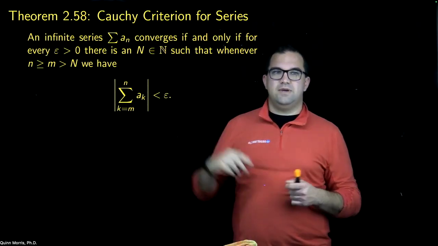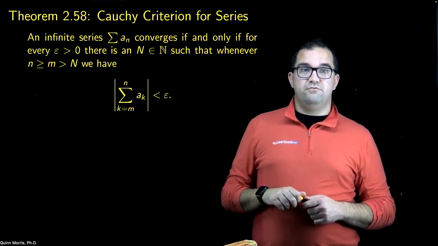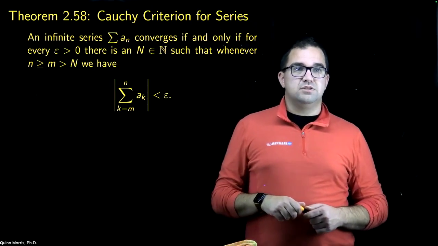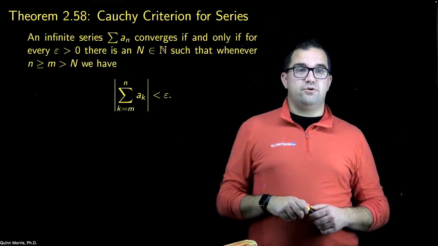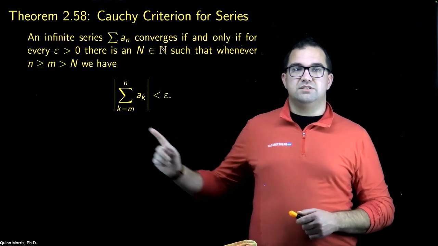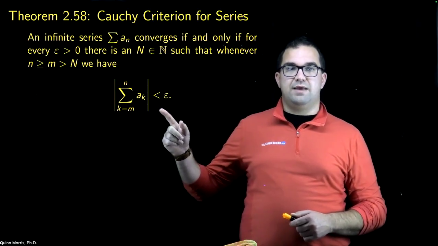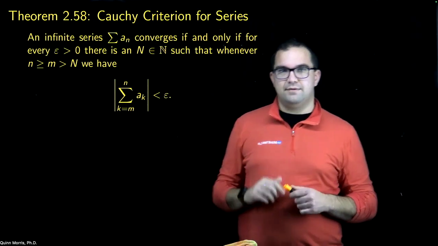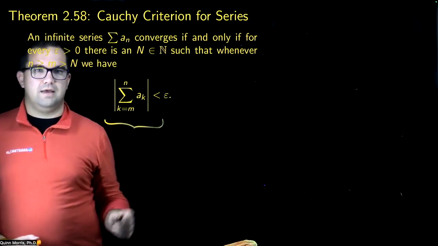Okay, so an infinite series, the sum of the a_n, converges if and only if, for every epsilon greater than 0, there is a natural number capital N such that whenever little n is greater than or equal to little m, which is strictly greater than capital N, we have this condition: the absolute value of the sum from k equals m up to n of the a sub k's is less than epsilon.